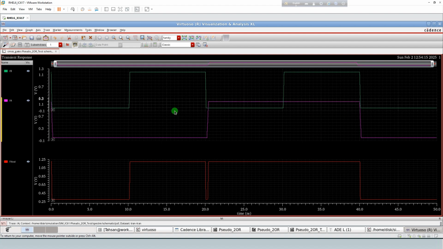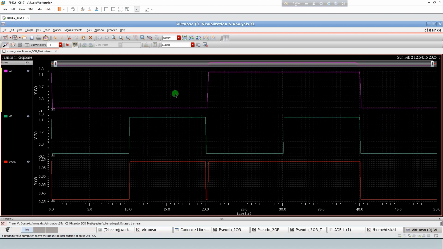When both inputs are low, the output is also low, and when both inputs are high, the output is also high.